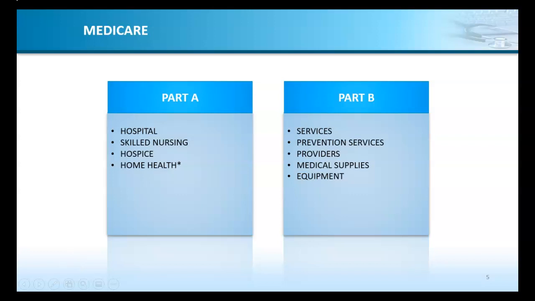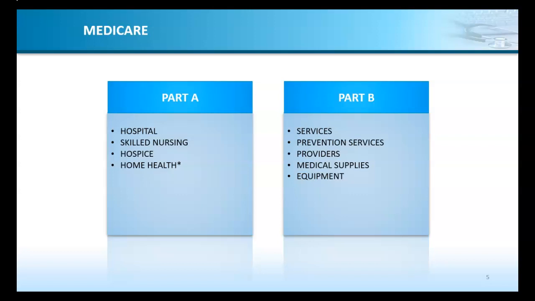There are more than two parts, but the parts that we're going to be focusing on for this slide are Part A and Part B. Part A of Medicare covers hospital coverage and skilled nursing care. It also covers hospice and select things within home health. So again, Part A covers your hospital care benefits, skilled nursing benefits if needed by a member, hospice care, and certain home health care coverage.